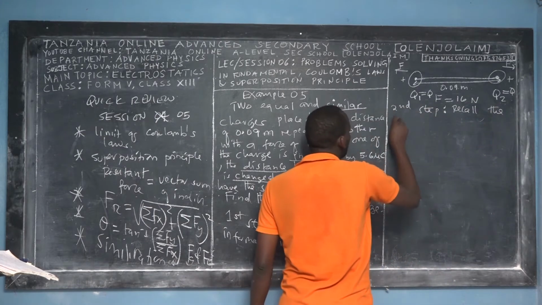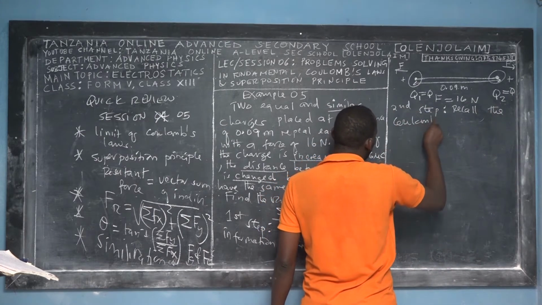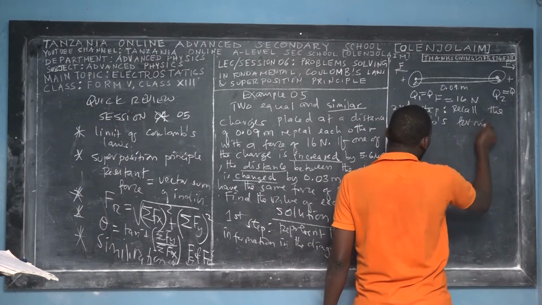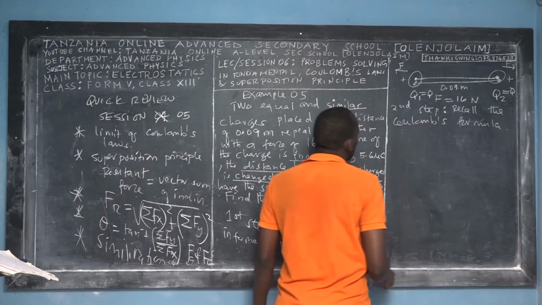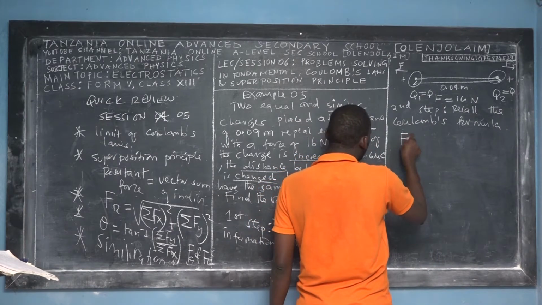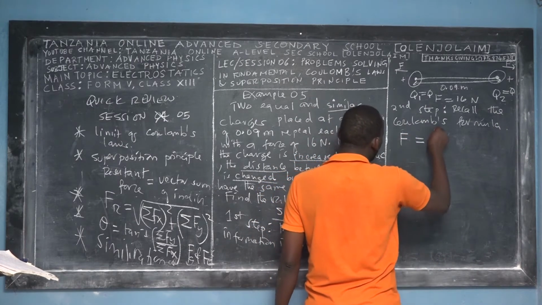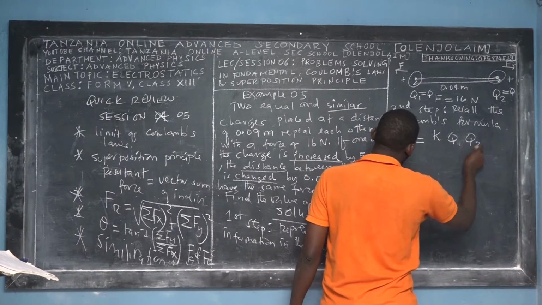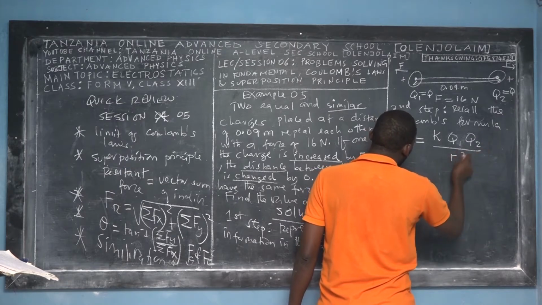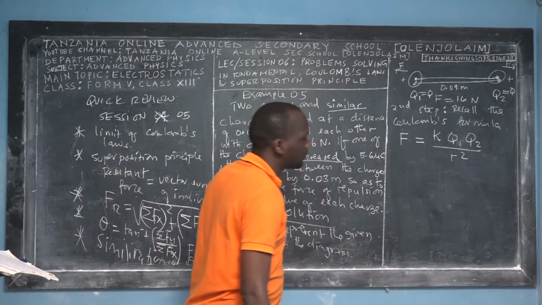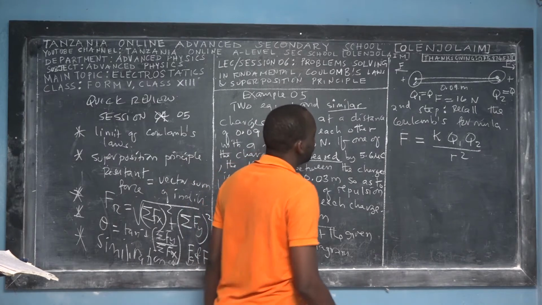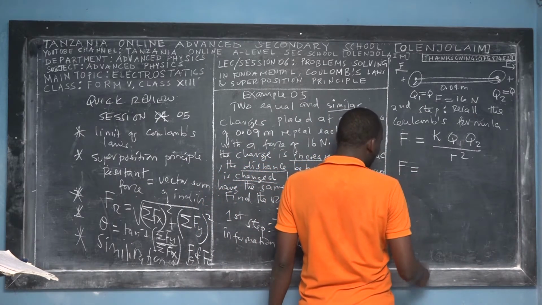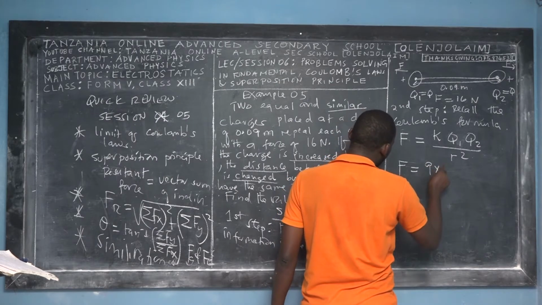So second step, we say recall Coulomb's mathematical formula. In Coulomb's formula, the electrostatic force is equal to the proportionality constant times quantity of charge 1, times quantity of charge 2, over R square, or radius square. For this case, the force is equal to 16 Newton, and the proportionality constant is 9 exponent 9.